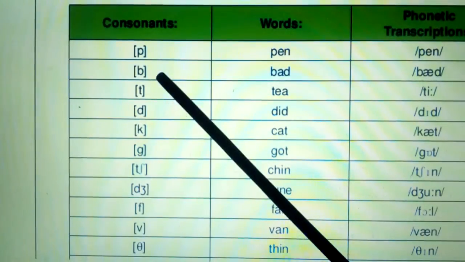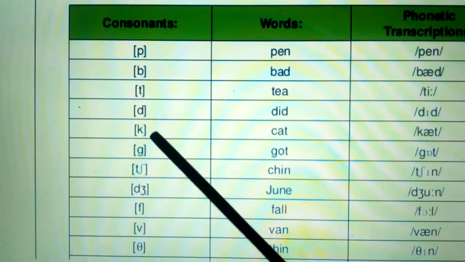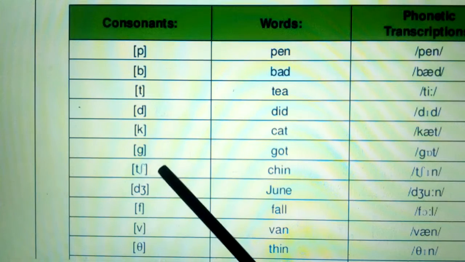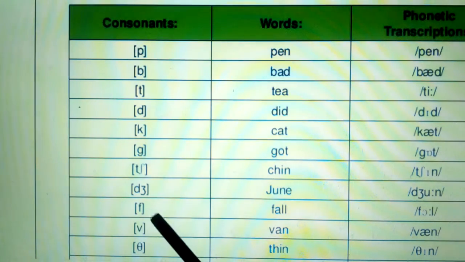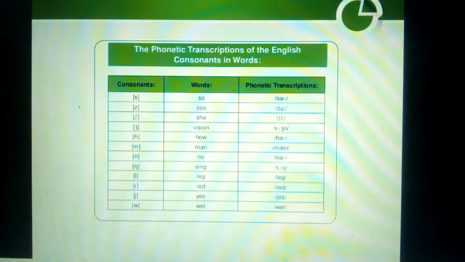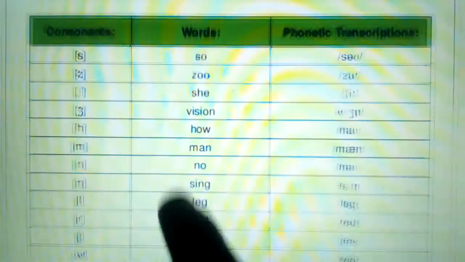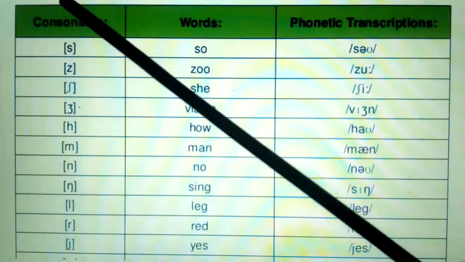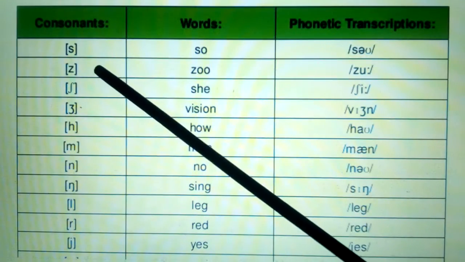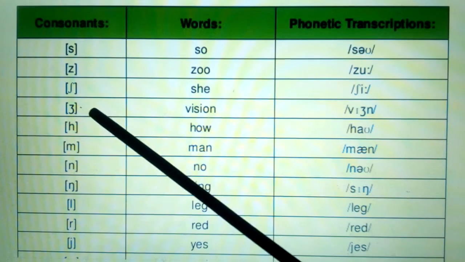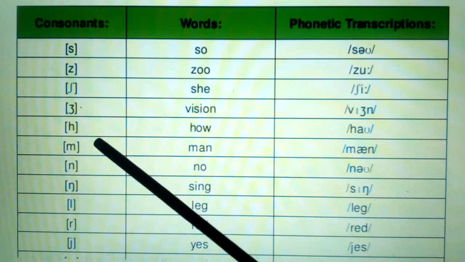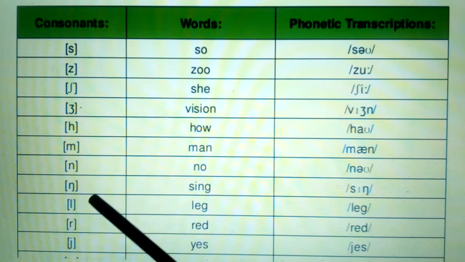Pa, ba, ta, da, ka, ga, cha, ja, fa, va, tha. Sa, za, sha, ja, ha, ma, na, ing, la, ra, ya.